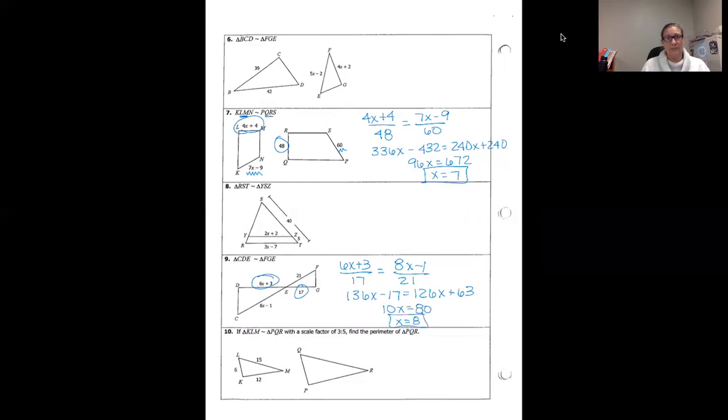Don't forget your questions box. Don't forget when you set up your proportions to keep it consistent. Either go big to small or small to big, and make sure you're doing that for both of your ratios.